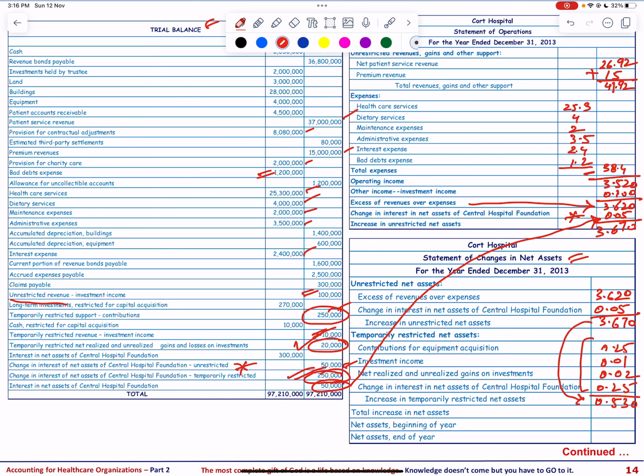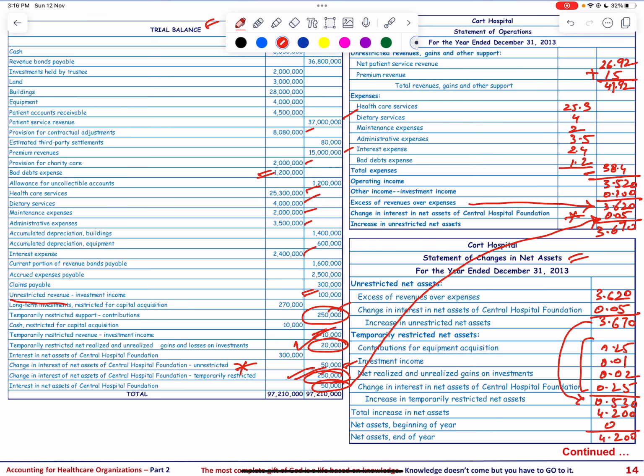So that will give us a total of 4,200,000. Net assets at the beginning are 0, so the net assets at the end of the year are going to be 4,200,000.